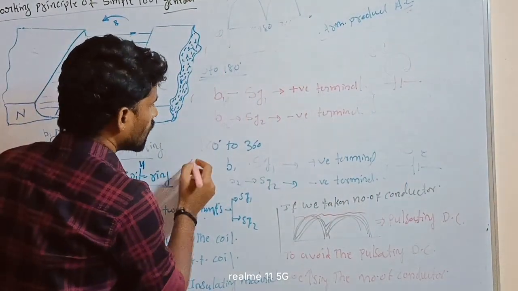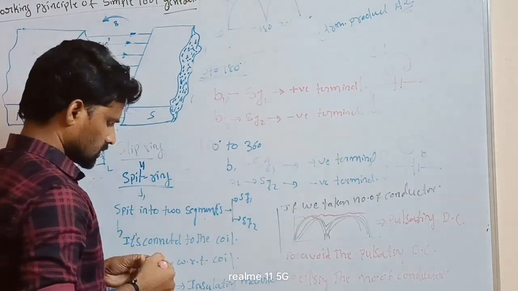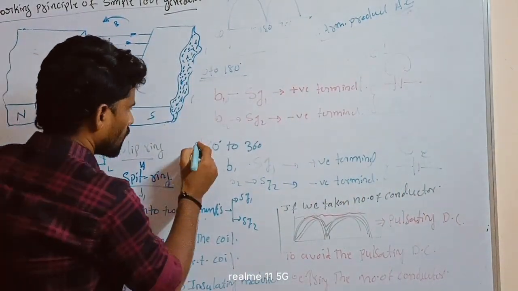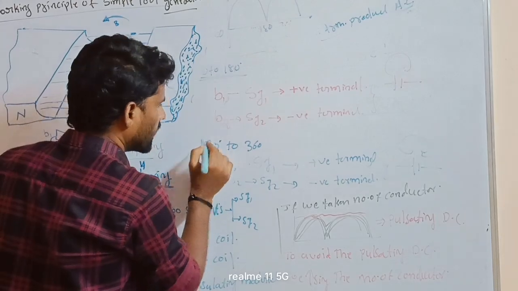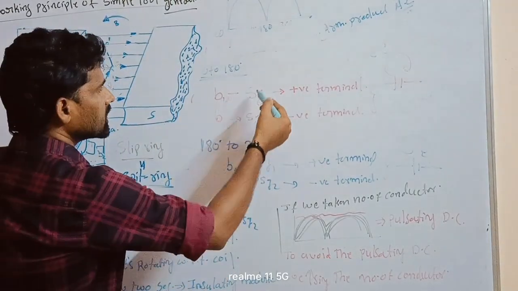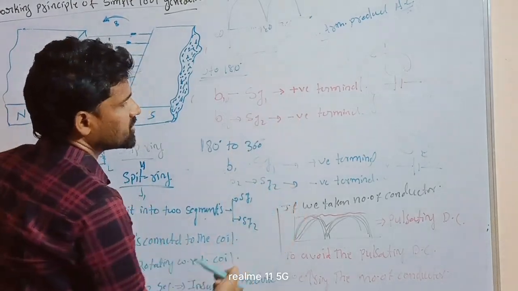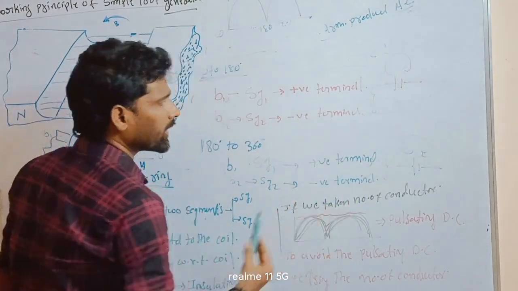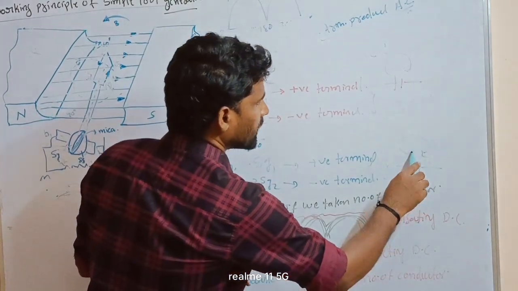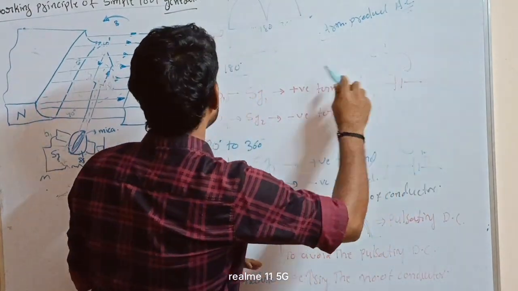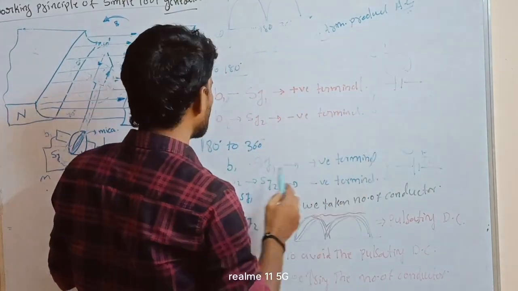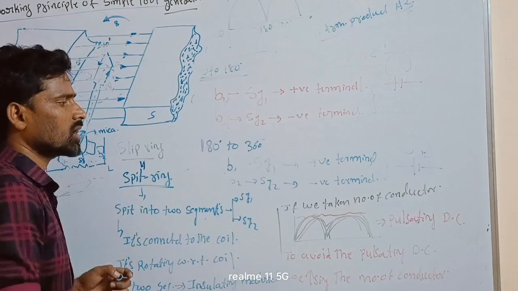So next, 180 degrees to 360 degrees. B1 is connected, and SG1, SG2 will be interchanged. So the positive terminal and negative terminal remain, and the current direction will be the same. Whatever the current direction was in the first case, 0 to 180 degrees, the same current direction will occur in the second case also.